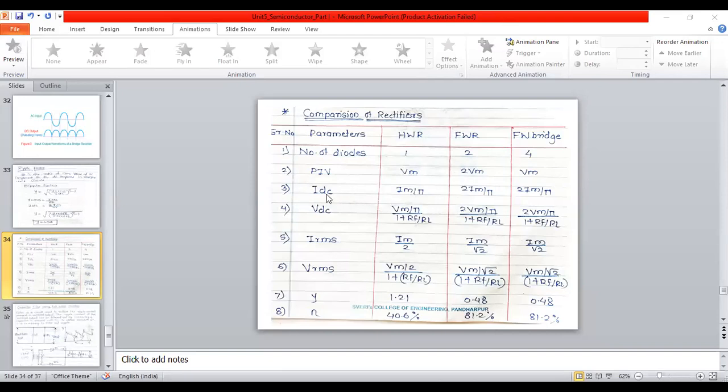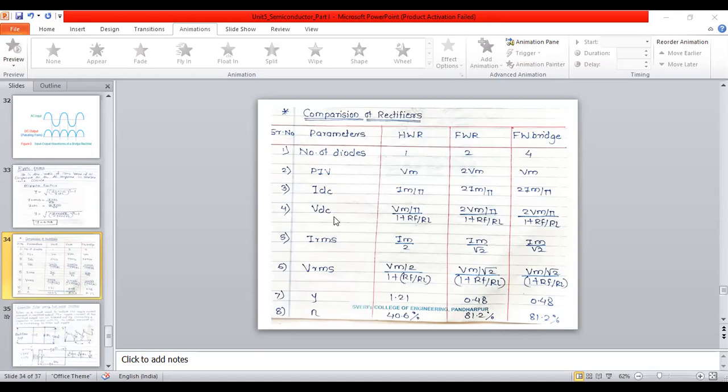The IDC formula: the DC load current in the half wave rectifier is Im by π. Full wave rectifier and bridge, this is also full wave only. So full wave rectifier is 2 Im by π, and full wave bridge is also 2 Im by π.